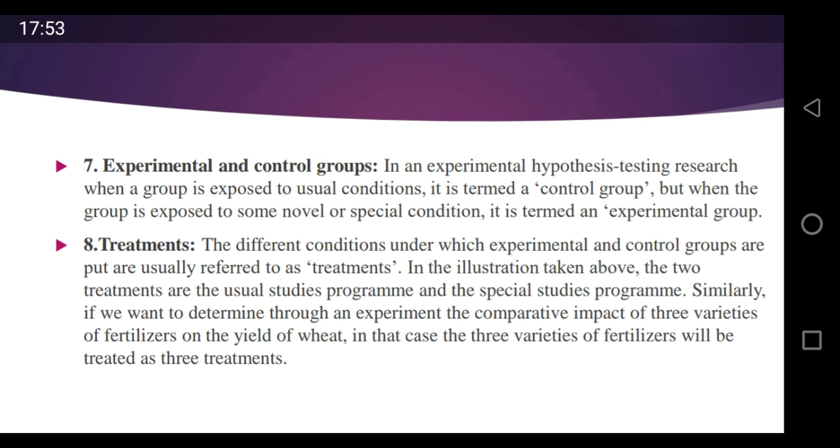The different conditions under which experimental and control groups are put are usually referred to as treatments, right? Arjun, you have done one research here. Now this research result we are going to put in different conditions, right? Once you give the different conditions and put different control groups in a particular area, that is going to be called treatments only.